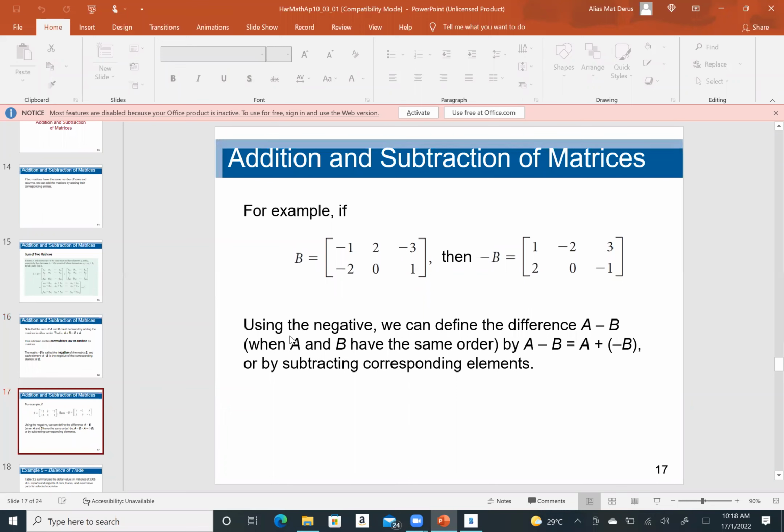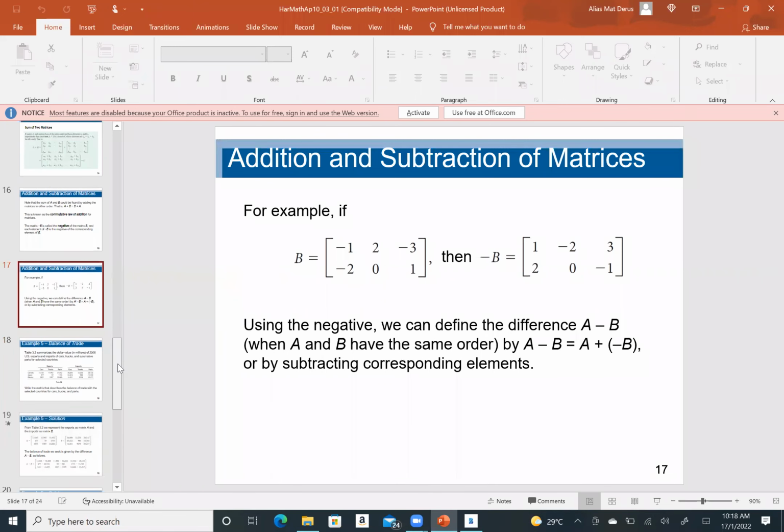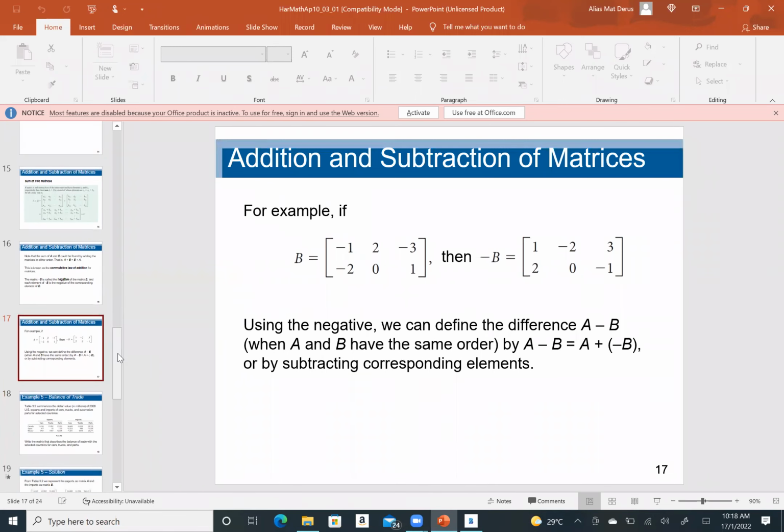And here, using the negative, you can define the difference of A minus B by the same order. So subtract corresponding elements. Now what we are to look at next is the subtraction of a matrix. So for subtraction, we have the same principle. We subtract corresponding elements. Okay, so you do the same thing.